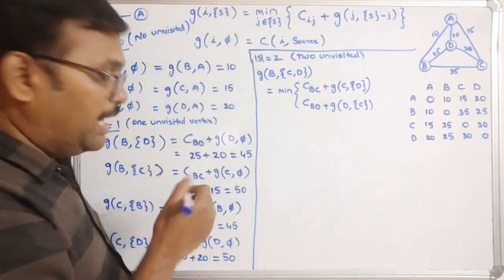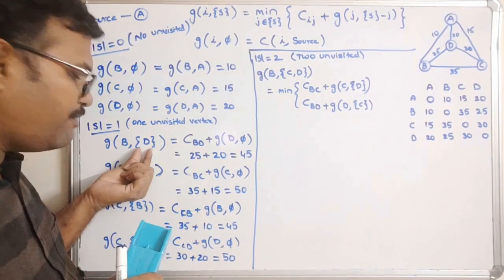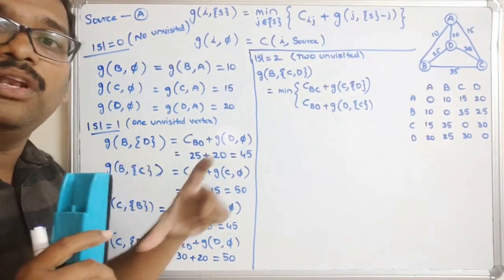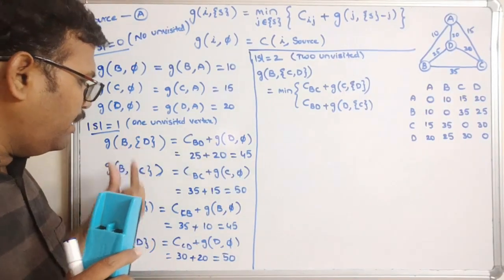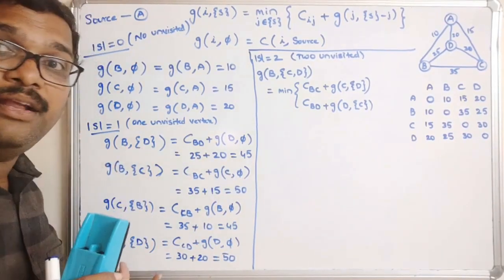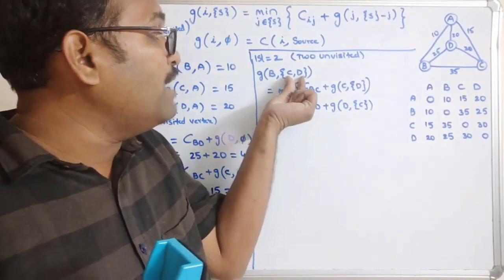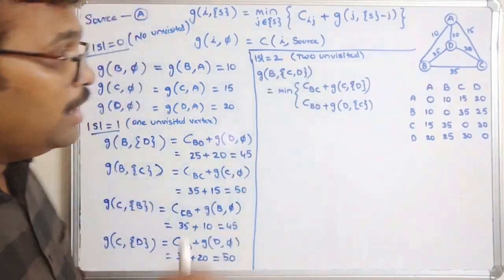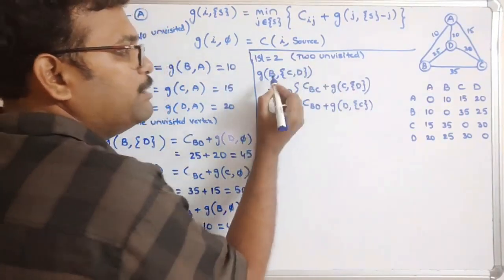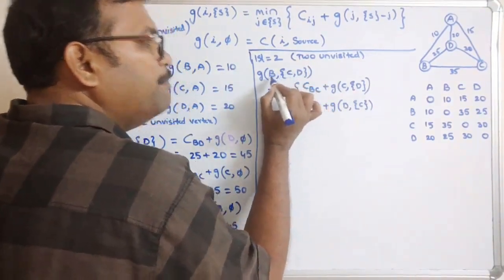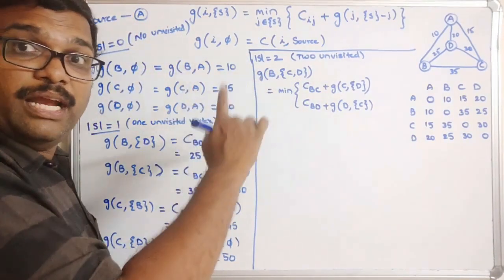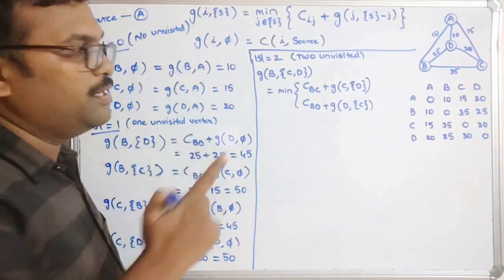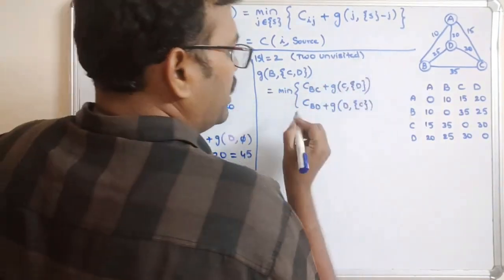So among these two, we have to select the minimum. That's the formula. In the previous case, we were having a set with only one element, only one unvisited node, so we were having only an edge between B and D, B and C, C and B, and C and D. Now we are having 2 unvisited vertices. So there can be a chance of having an edge from B to C and B to D. Among those we have to select the minimum cost. So that's why minimum of BC plus this one, and here.